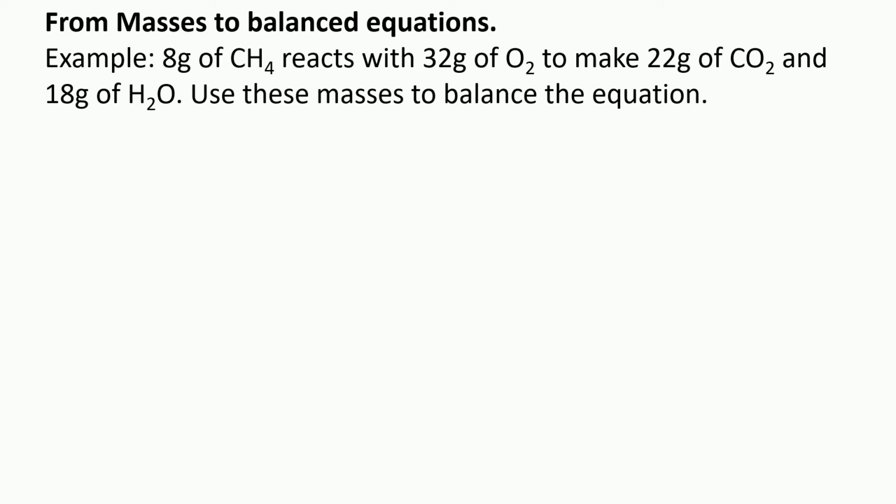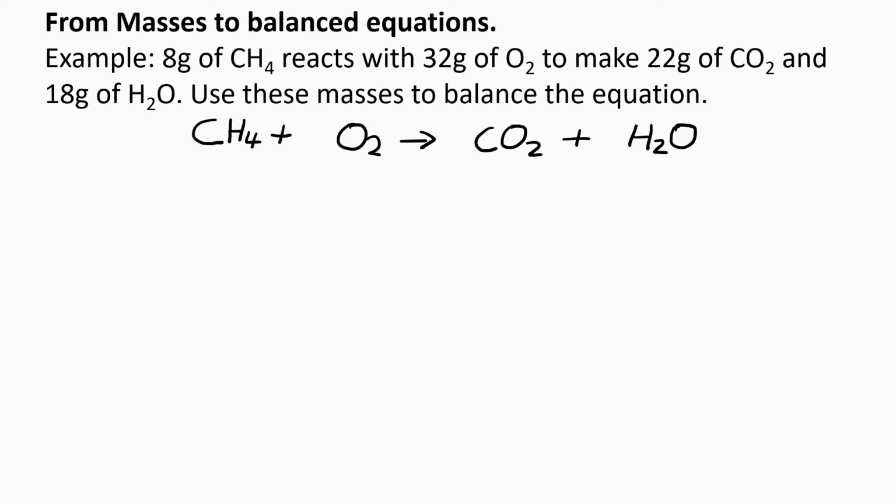8 grams of CH4 reacts with 32 grams of O2 to make 22 grams of CO2 and 18 grams of H2O. Use these masses to balance the equation. The first thing we must do is write the reactants on the left of the arrow and the products on the right. So in this question it says CH4 reacts with O2, so they go on the left, and it makes CO2 and H2O, so the products go on the right. So this is our starting point.